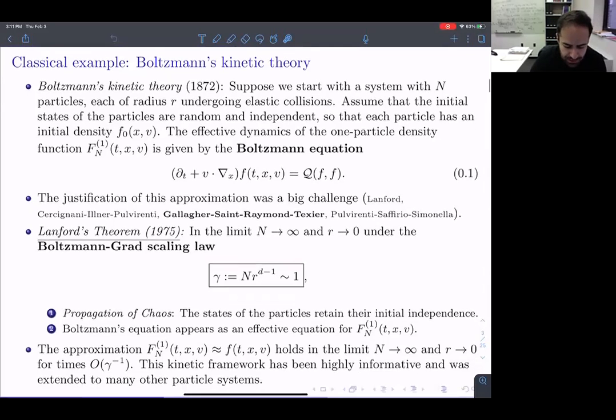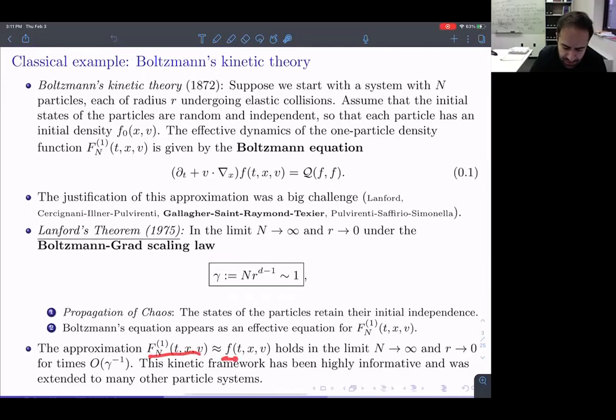Okay, and this approximation between the one particle density function and the solution of Boltzmann's equation holds in the limit as n goes to infinity and r goes to 0, and for times that are of order gamma inverse. So they are much smaller times than we would like. And even in later proofs, this was not something that was improved on, it is still up to times that are of order gamma inverse. So they are fairly small times.